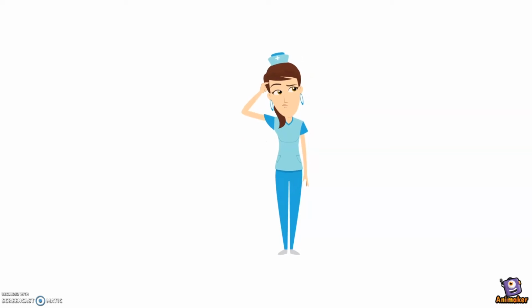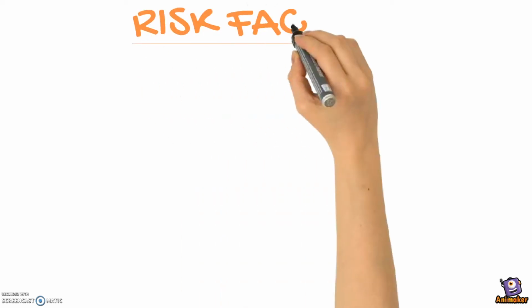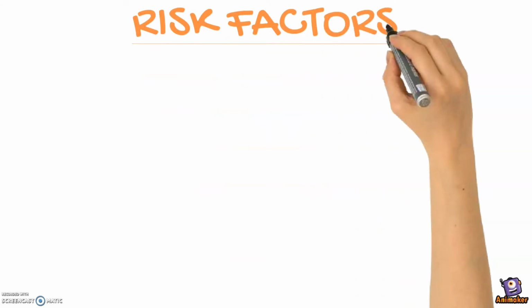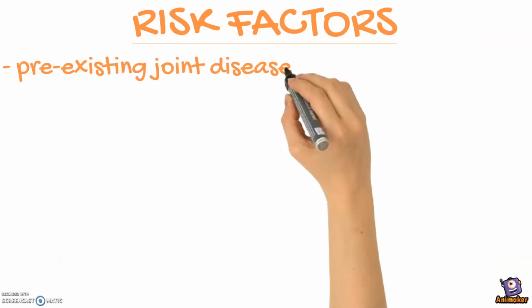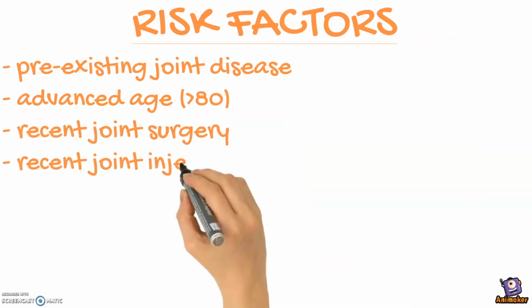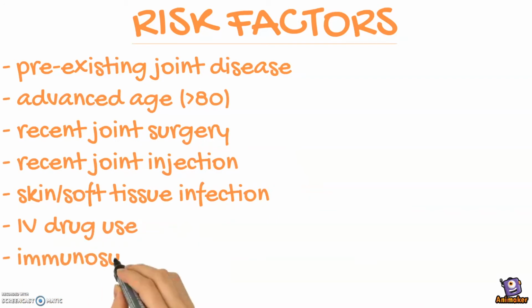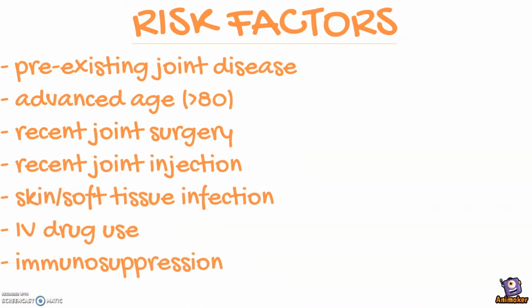Now you've got to wondering about septic arthritis. Who gets it, and how on earth does it happen? In AJ's case, he had pre-existing joint disease, which you know is a predisposing factor. Other predisposing factors include advanced age, over the age of 80, recent joint surgery or injection, soft tissue or skin infection, IV drug use, and immunosuppression like diabetes and HIV.